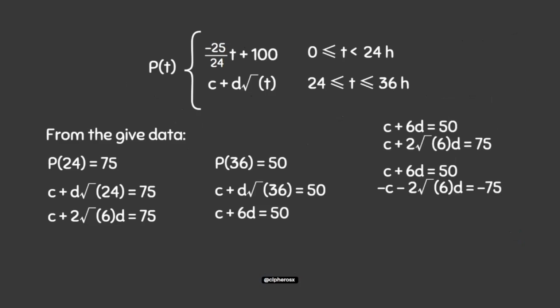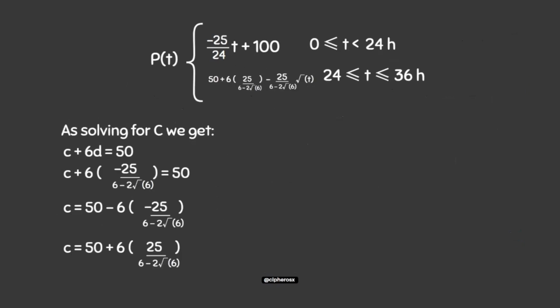Now we have the system of equations. We solve it by the reduction method, and we end up with this monster: this d is this value, and we plug this d in and we get this c, and that is how this function finishes out. This is an awful expression, yes, but this is how it works.